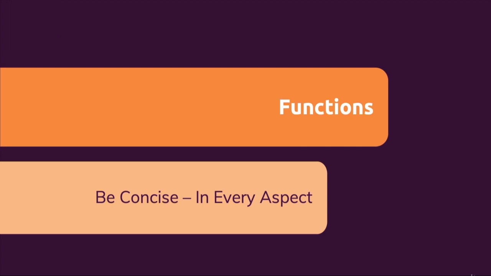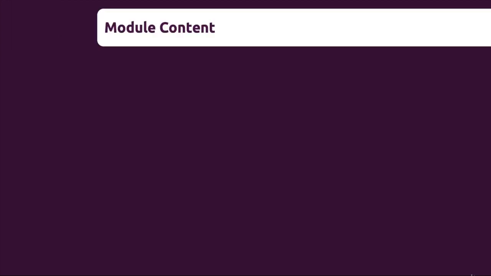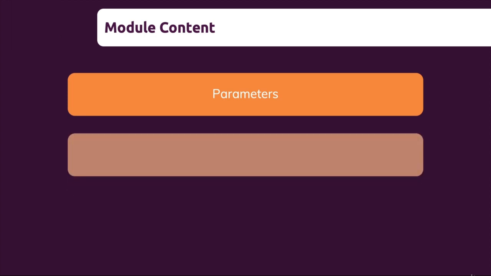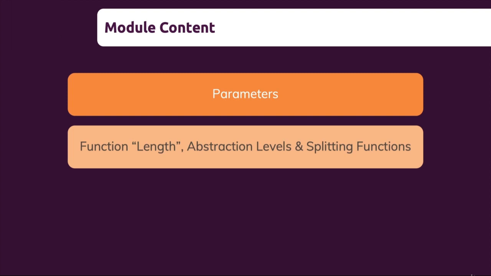Functions or methods. And in this course section, you will learn how to write clean functions. And we'll have a look at every aspect of functions. We'll have a look at the parameters, the arguments you use in functions, and how to be clean there. And of course, we're going to have a look at the function body, and we're going to talk about the length of functions, abstraction levels, and how to properly split one function into multiple functions to increase readability.